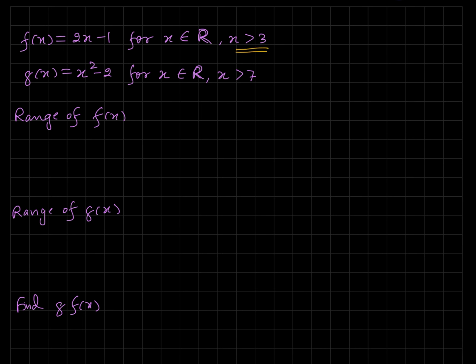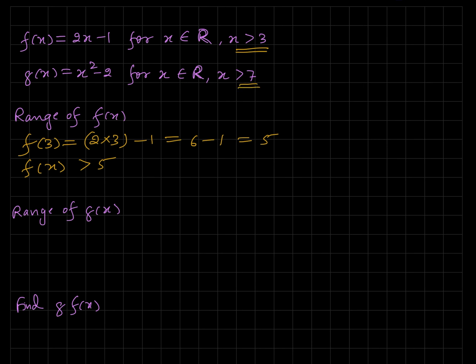X is greater than 3, so keeping this in mind, we will find out f(3). F(3) is what? It is 2 times 3 minus 1, and that is 6 minus 1, which is equal to 5. So my range of f(x) would be what? Greater than 5. F(x) would always be greater than 5. Clear?